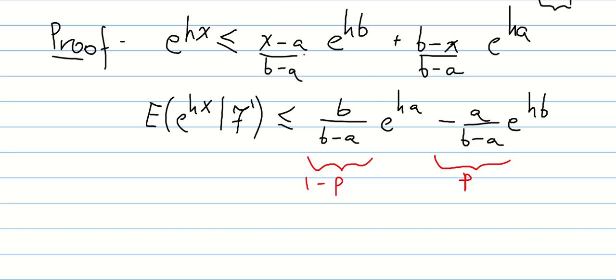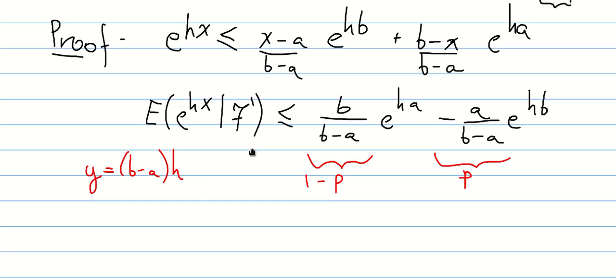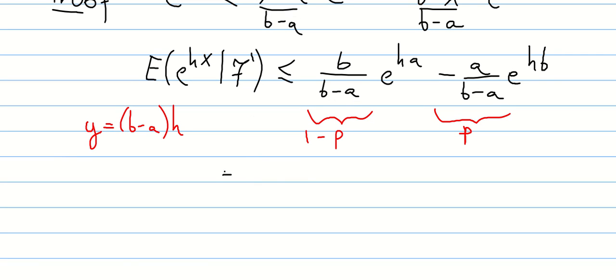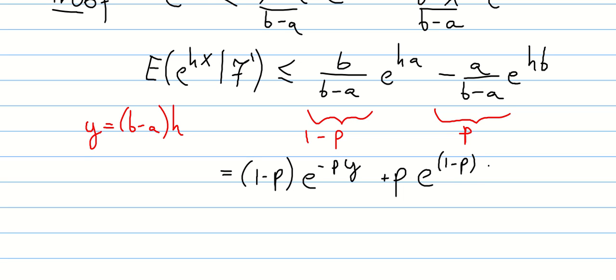And we're going to define as well Y. This is just a change of variables: Y is B minus A times H. So with these two changes of variables, we can write the above as 1 minus P e to the minus P y plus P e to the 1 minus P y. So let's double check this.